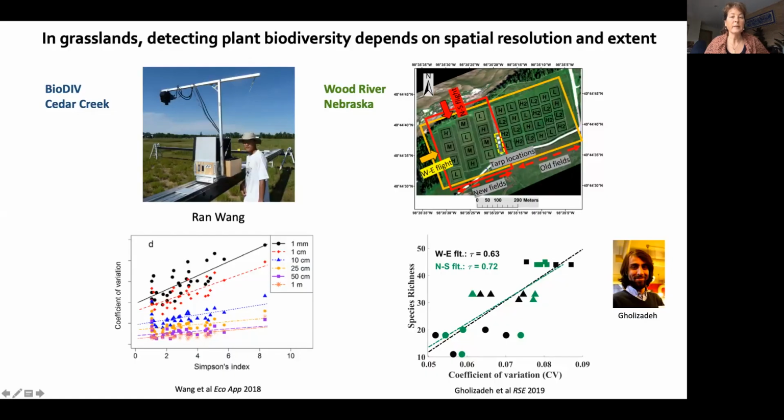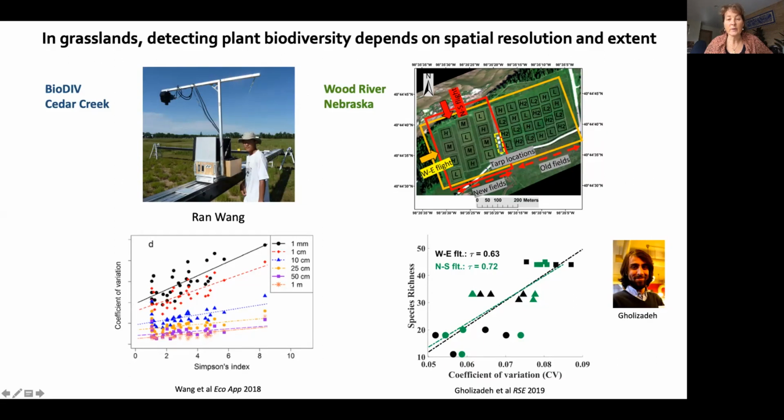So in the biodiv experiment, it was possible to detect diversity using spectral information, and we just used a simple measure of spectral variation, the coefficient of variation. But it really only worked at very fine spatial resolution. It didn't work very well with airborne imagery. So we used a tram that would be a lot like a UAV to have the optical sensor above the canopies. Now in Wood River, where the plots are much bigger, it actually worked quite well.